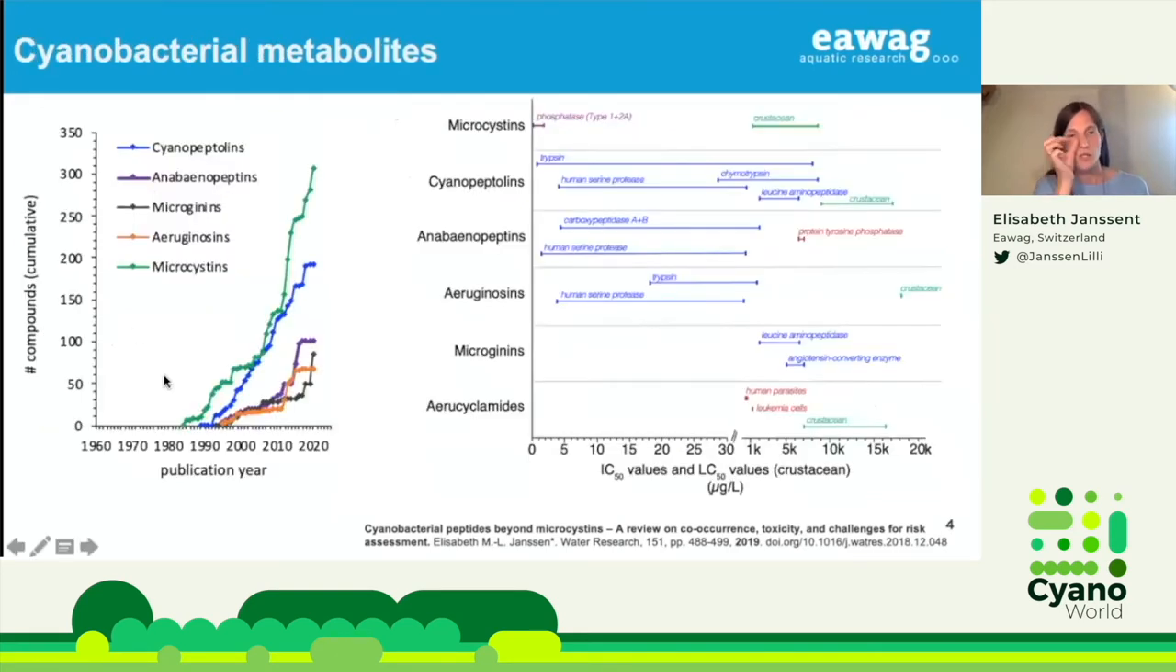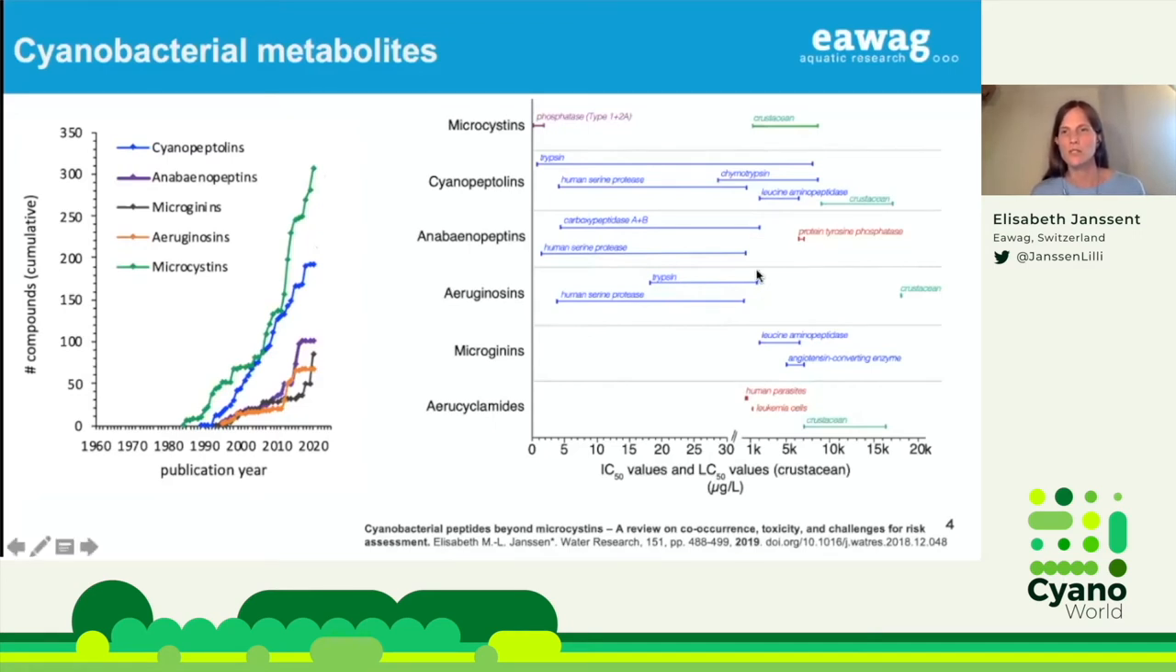It's also interesting that we are not done with some final comprehensive list. On the left, we see the cumulative number of compounds identified over the years. These are the publication years of the references. In green, we see that we know more and more microcystins over the years, but the number of compounds in these other classes also keeps increasing. We wonder how many more we are going to identify in the next decade, so we really have to keep track of all those compounds being put out there in the literature.